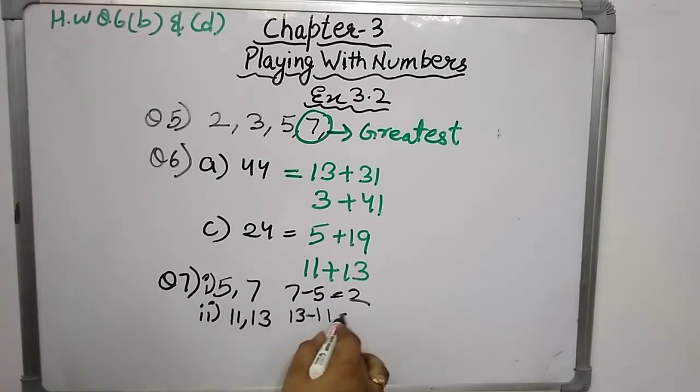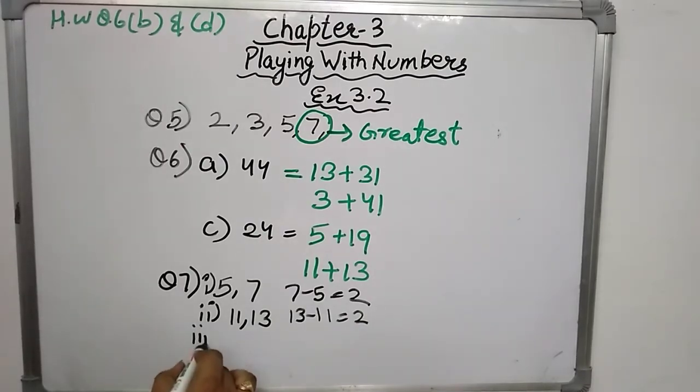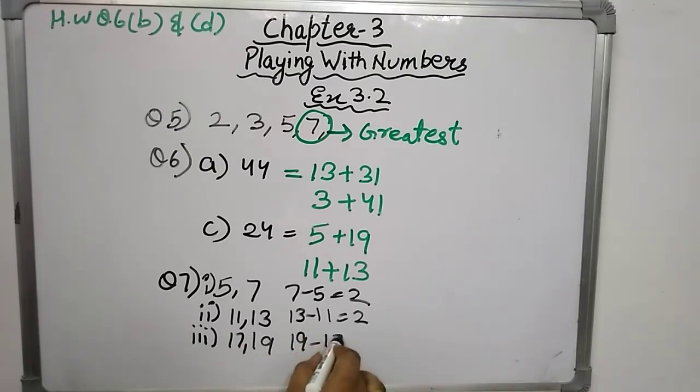13 minus 11, 2. Next pair, 17 and 19. 19 minus 17, answer is 2. So these are the pairs whose difference is 2. You need to write only 3 pairs. We have other pairs also, so you can write any 3.